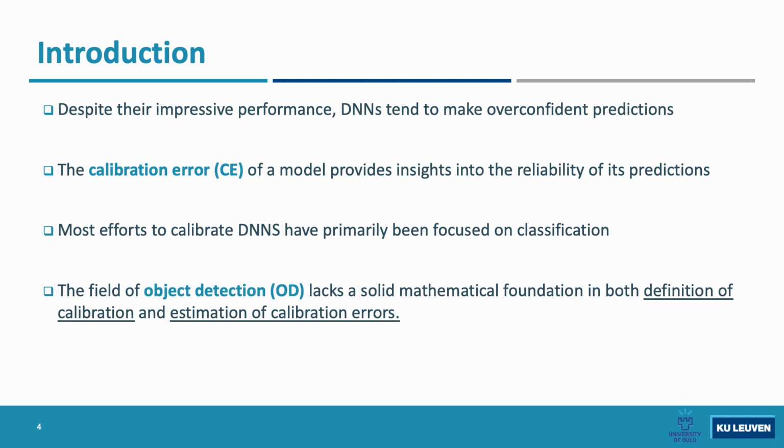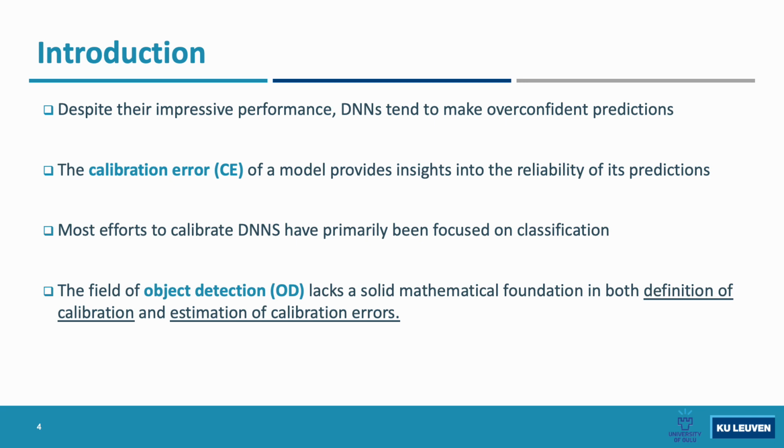We are witnessing an impressive predictive performance of deep neural networks in various computer vision tasks. However, they tend to make overly confident predictions, and this prevents their widespread use in safety-critical applications. In these settings, it is especially important that the models are well calibrated, which means that their confidence scores should accurately reflect the uncertainty associated with their predictions. Calibration errors have been proposed in the literature to assess the quality of uncertainty estimates of a given classifier.